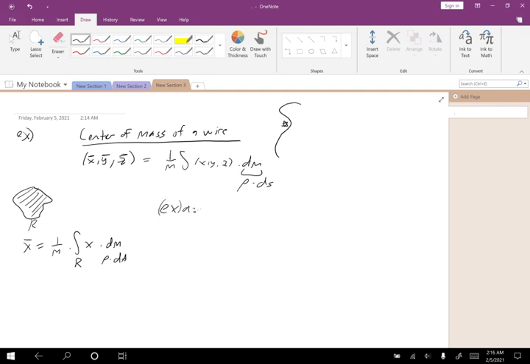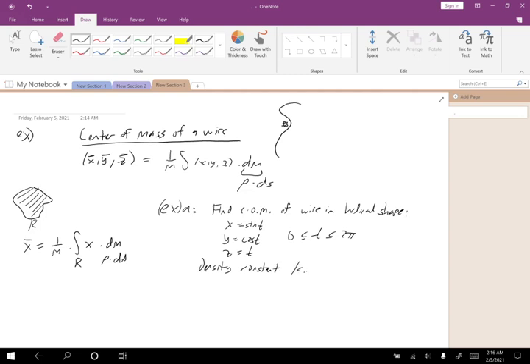So let's find the center of mass of a wire in a helical shape: x equals sine of t, y equals cosine of t, z equals t on the time interval t from 0 to 2 pi. And the density is constant k. So it's a normal wire, not some weird wire.